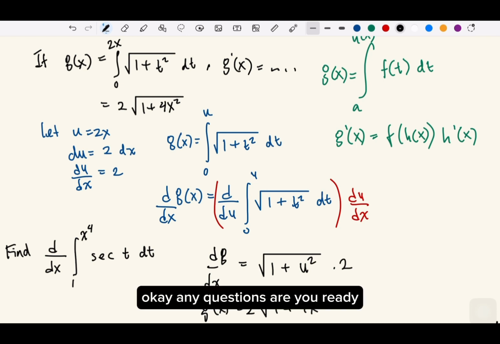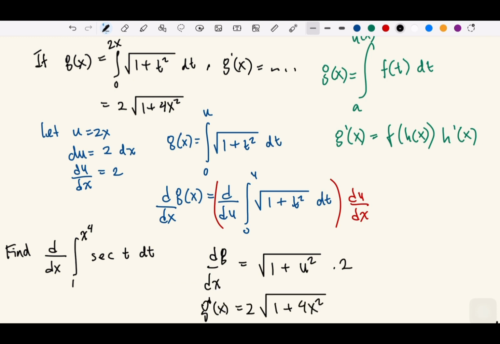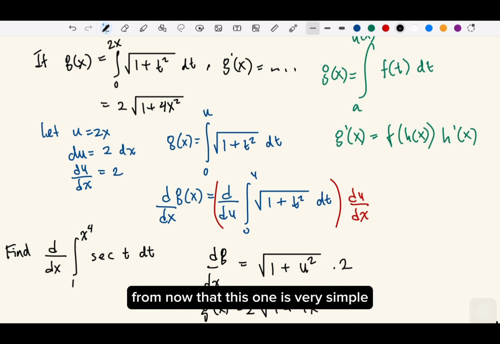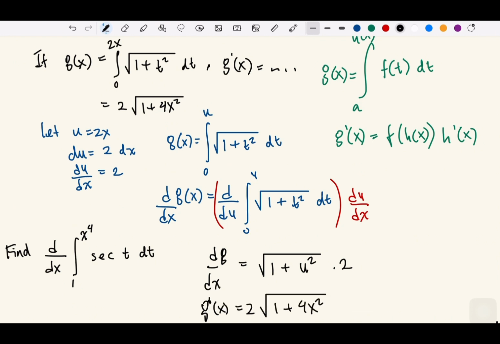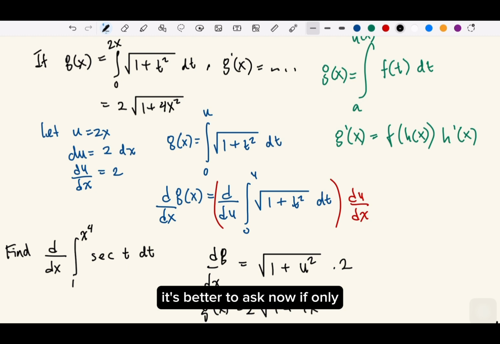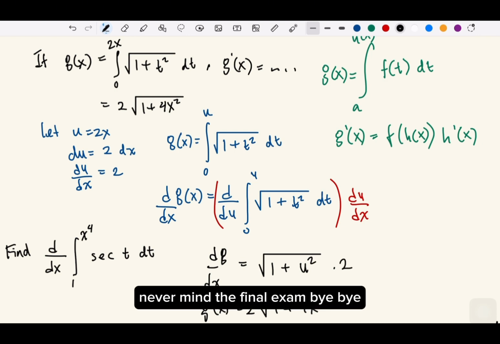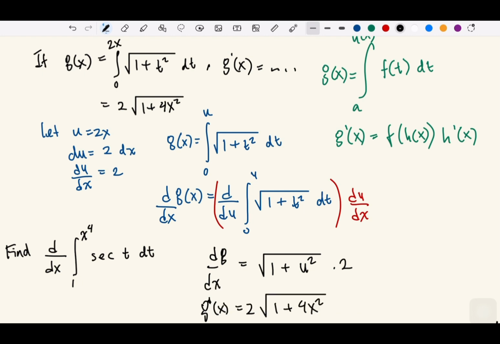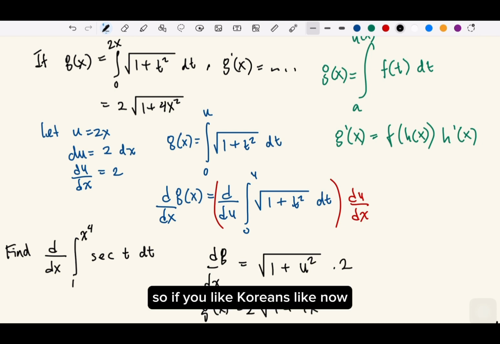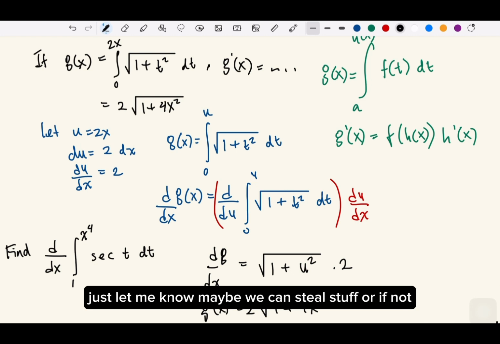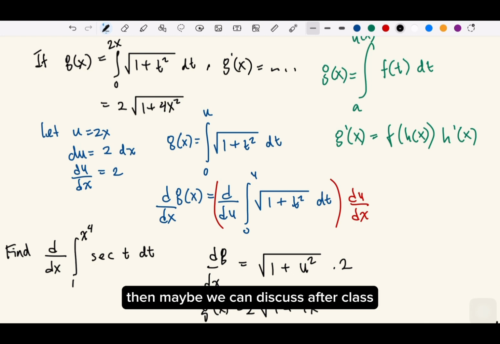Okay, any questions? Okay, if you're confused from now, like this one, this is a very simple one. So it's better to ask now before it's too late, before it's getting to the final exam. If you ask many questions nearby the final exam, bye bye. See you next year. So if you are curious, like I'm still confused about this, just let me know. Okay, maybe we can still discuss in class, or if not, then maybe we can discuss after class.